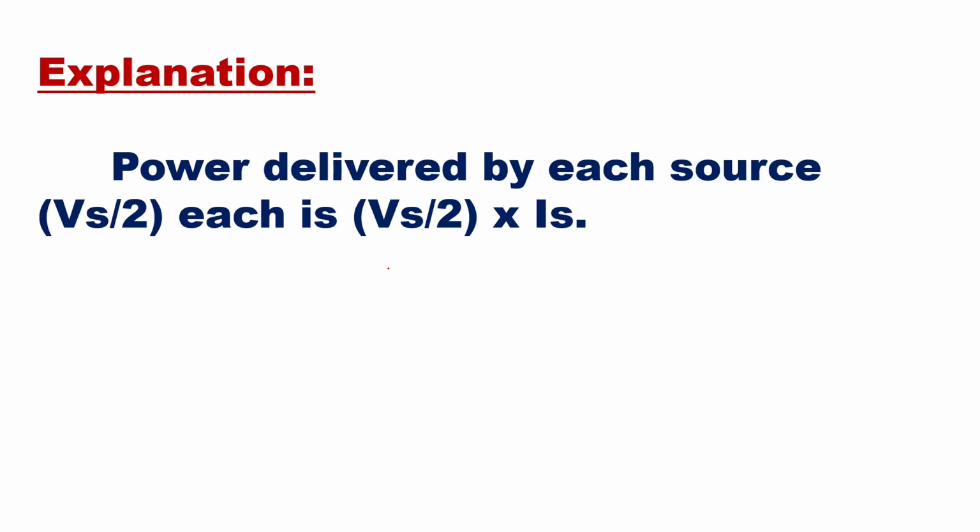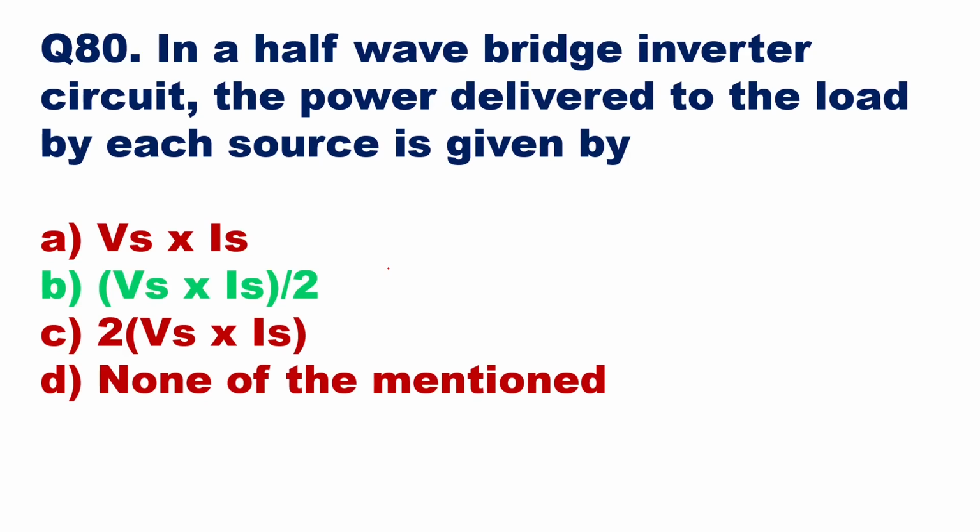So here power delivered by each source is Vs by 2 into Is. So here you can see option B is the right answer, Vs into Is upon 2. That is Vs by 2 into Is is the power delivered to the load by each source in a half-wave bridge inverter.